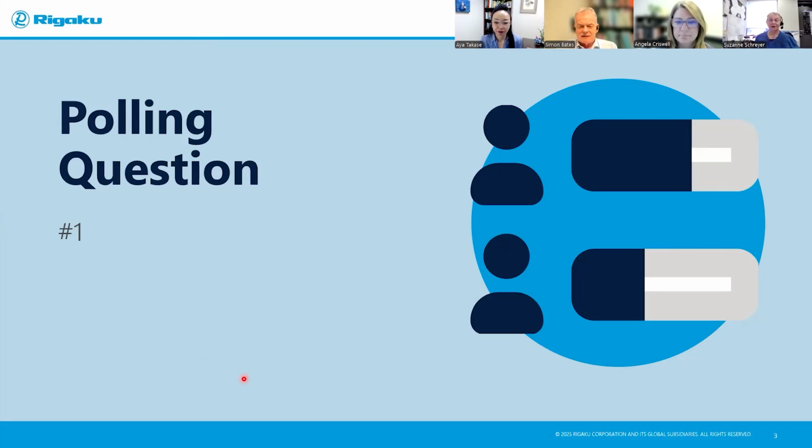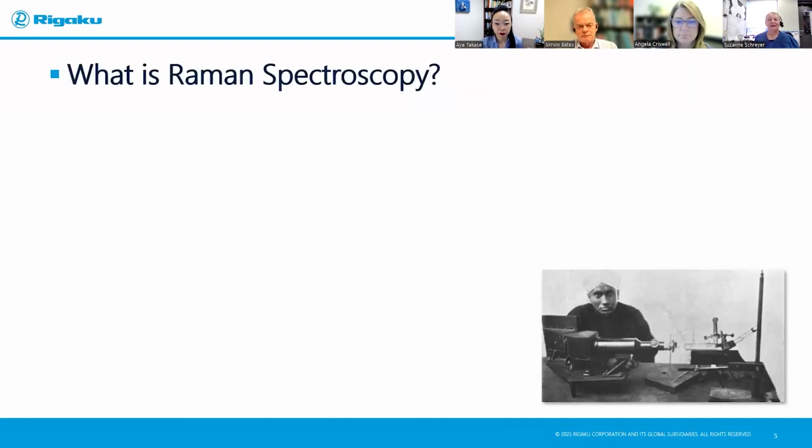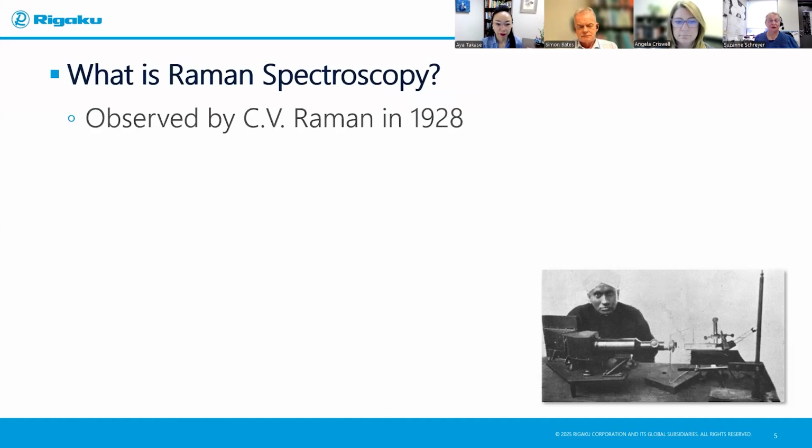Okay, thank you. So for those people who are familiar with it or have heard about it, I'm just going to talk a little bit about the fundamentals of Raman spectroscopy before we get started. So what is Raman spectroscopy? Well, Raman spectroscopy was first observed in the 1920s by C.V. Raman, who won a Nobel Prize for this.